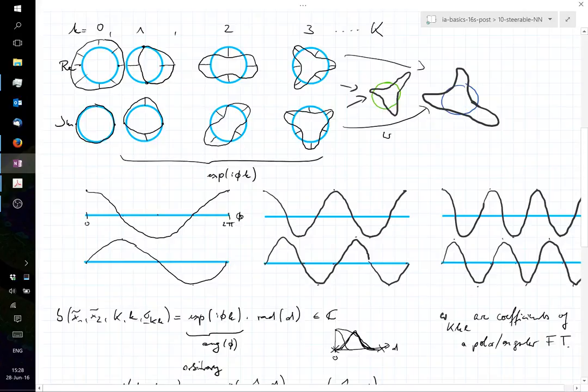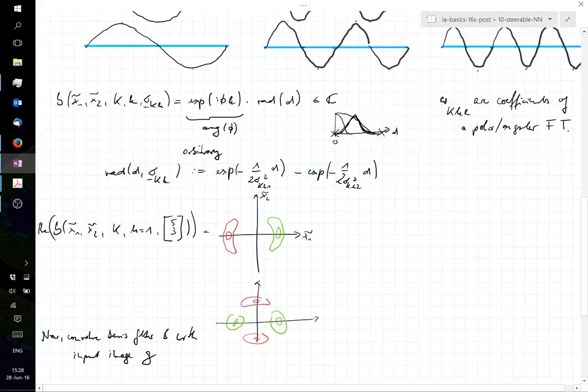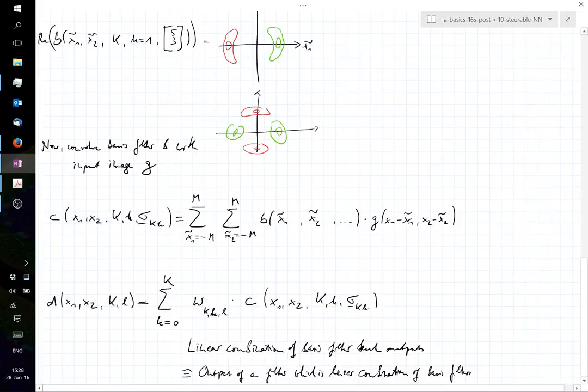So we need, if I synthesize a filter from up to capital K basis functions, I need 2 times (capital K plus 1) filters. Yeah, so we know now that l goes from 0, 1, 2 up to 2K plus 1. Okay.